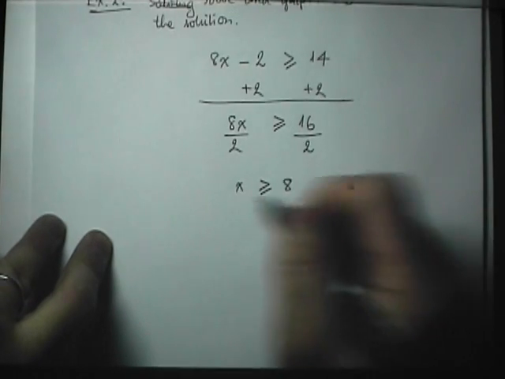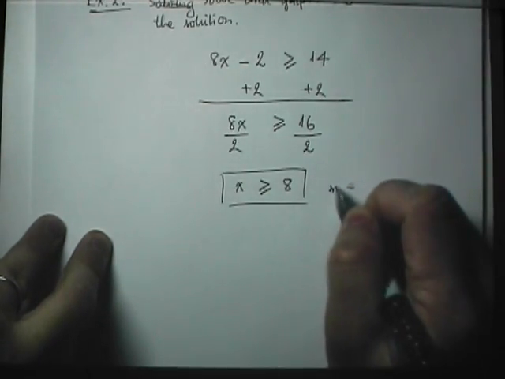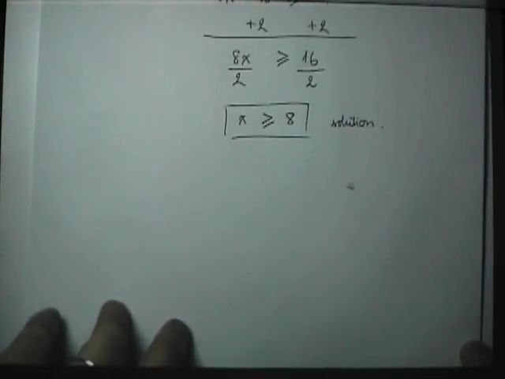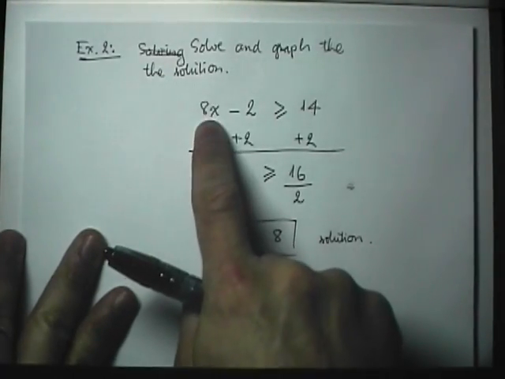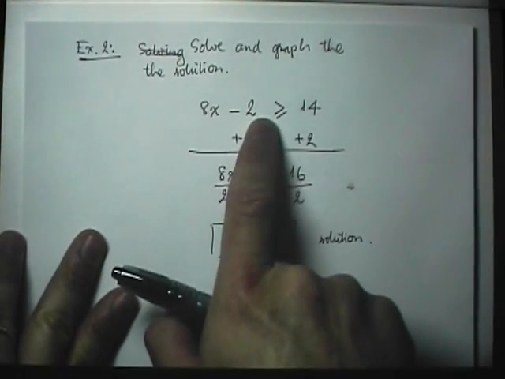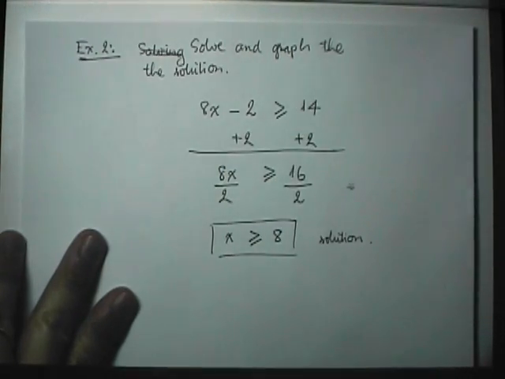So once again, this is my final logical solution right here. That's my solution. But then this is just part of the problem. So logically, for any x value 8 or higher, you can plug it into the inequality here and satisfy the left-hand side greater than or equal to 14.